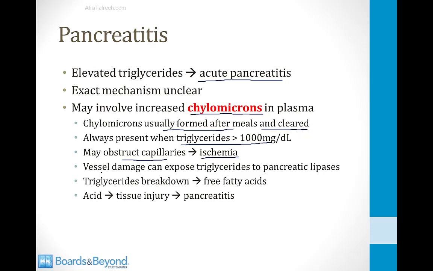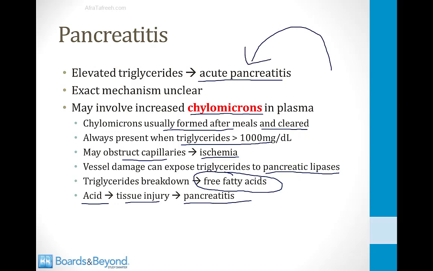When the vessels become damaged, the triglycerides in the chylomicrons are exposed to pancreatic enzymes like lipases. This can break down the triglycerides and release free fatty acids. This can cause local acidosis in the tissues and lead to tissue injury, and this may be the mechanism of pancreatitis. But whatever the mechanism, you should know that when the triglycerides get very high, acute pancreatitis can result.